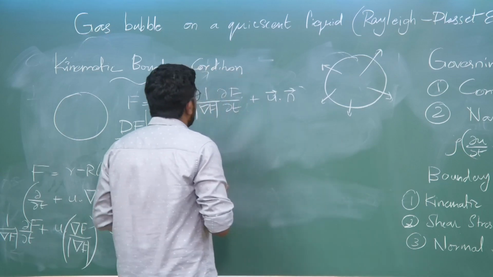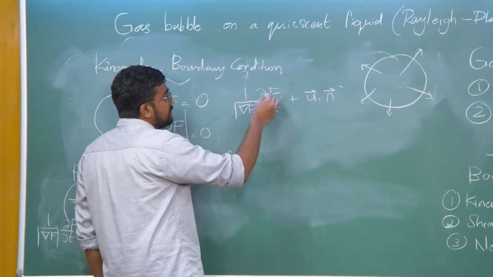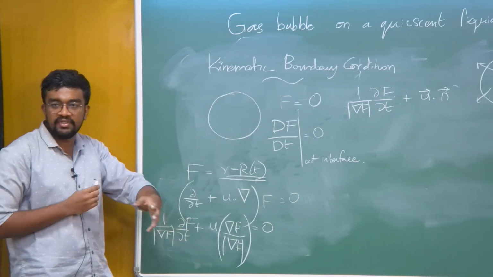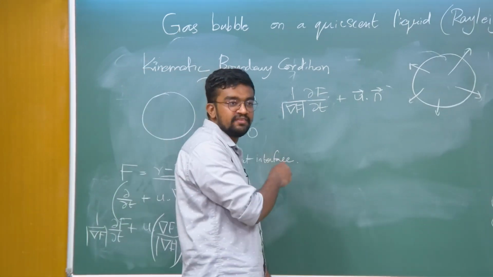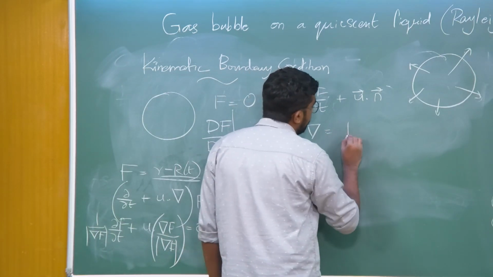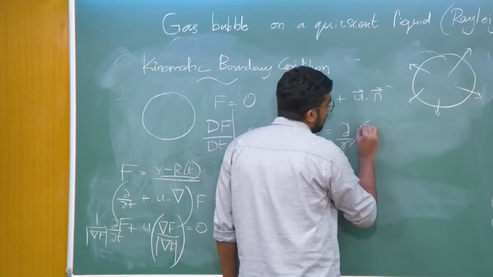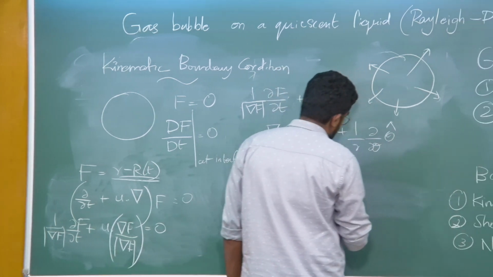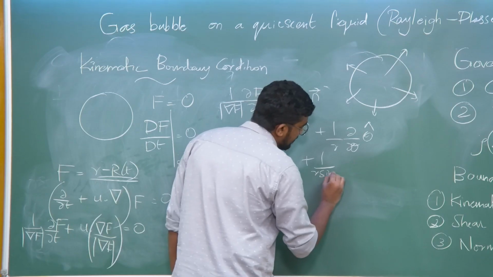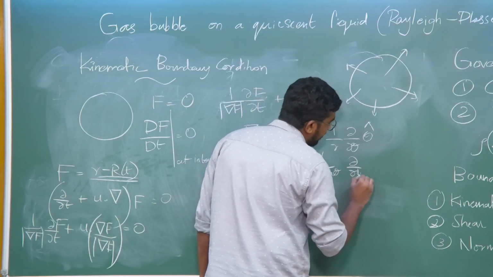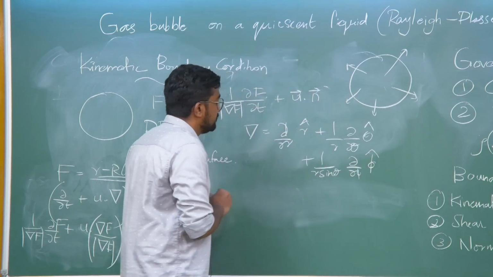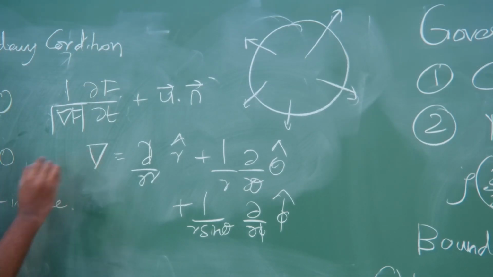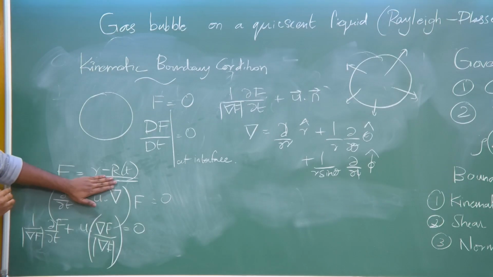Now, to find this, we need to substitute F equal to r minus capital R of t. Please do it, you will get something. So, what is grad? Dou by dou r of r cap plus 1 by r dou by dou theta of theta cap plus 1 by r sin theta dou by dou phi of phi cap. This is the gradient in spherical coordinates. So, if you take grad of F, what do you get? F is given by this.